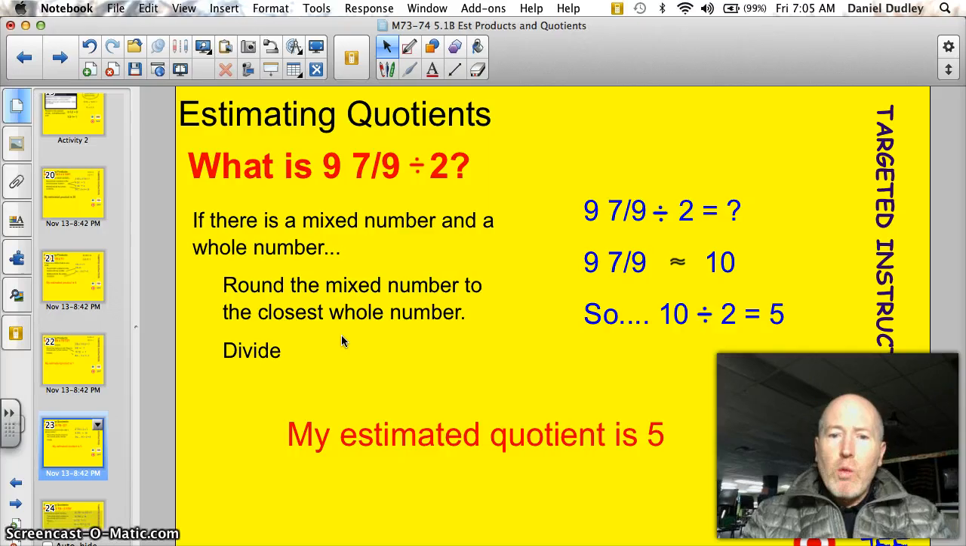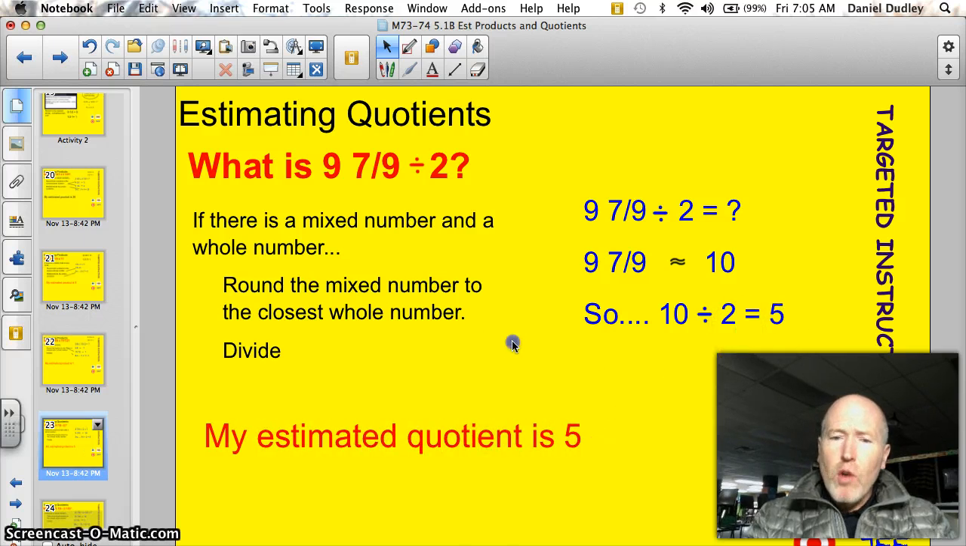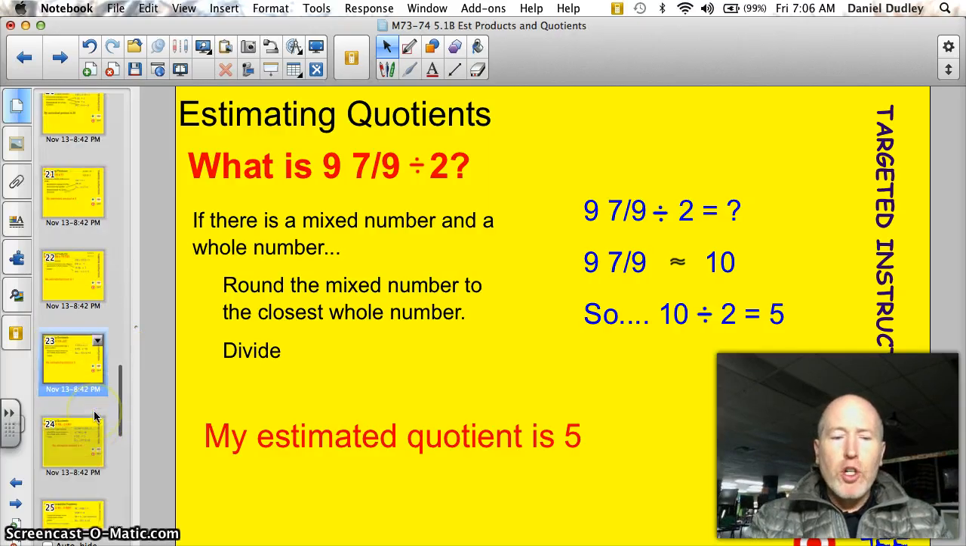What about estimating quotients? Well, this one's pretty straightforward. We got 9 and 7/9 divided by 2. 9 and 7/9 is almost 10, so we're going to call that 10. So 10 divided by 2 is 5. My estimated quotient is 5. Go up and double check. About 10 divided by 2. 5 is good. 5 is real good. Sorry, it's a bad George Bush.